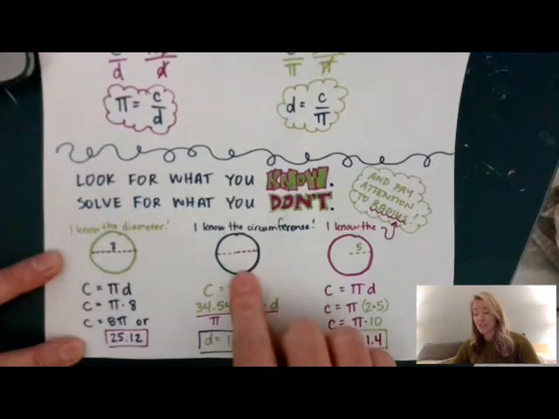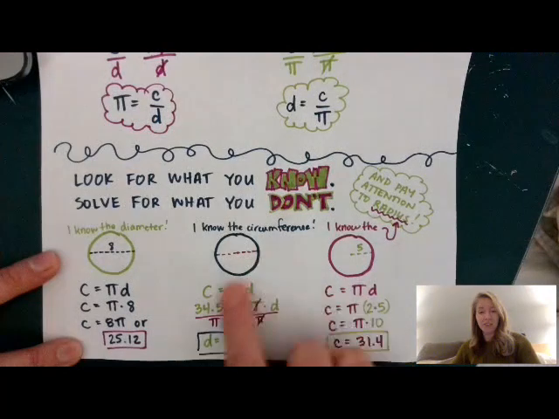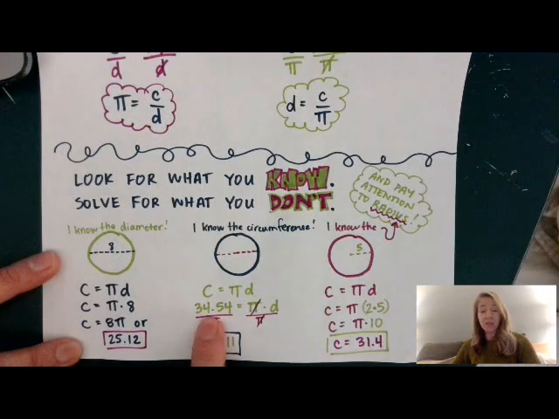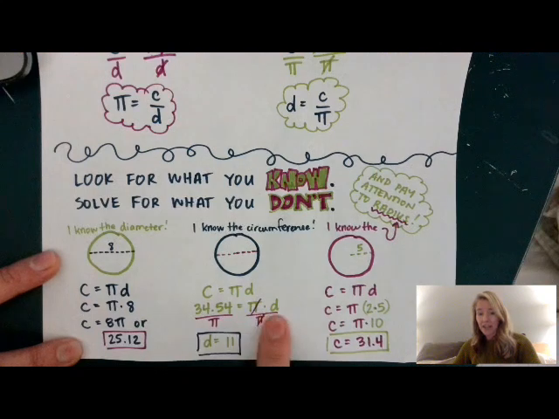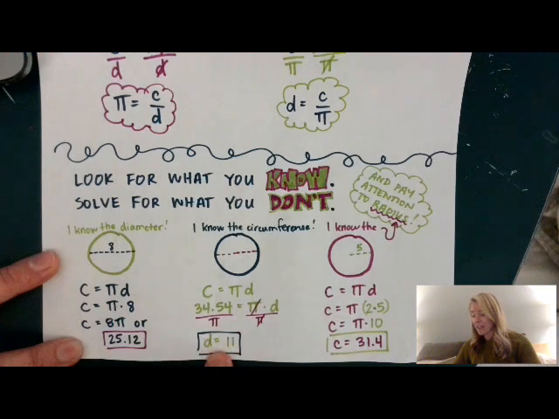Okay, maybe you don't know the diameter. Maybe on this one it says, all right, well, I'll give you the circumference, okay? And they say, okay, the circumference is 34.54, so you plug in what you know, pi, and you don't know diameter, so you need to solve for that. Well, when you solve for that, you can divide by pi on both sides and get 34.54 divided by 3.14, which is going to give you a diameter of 11.